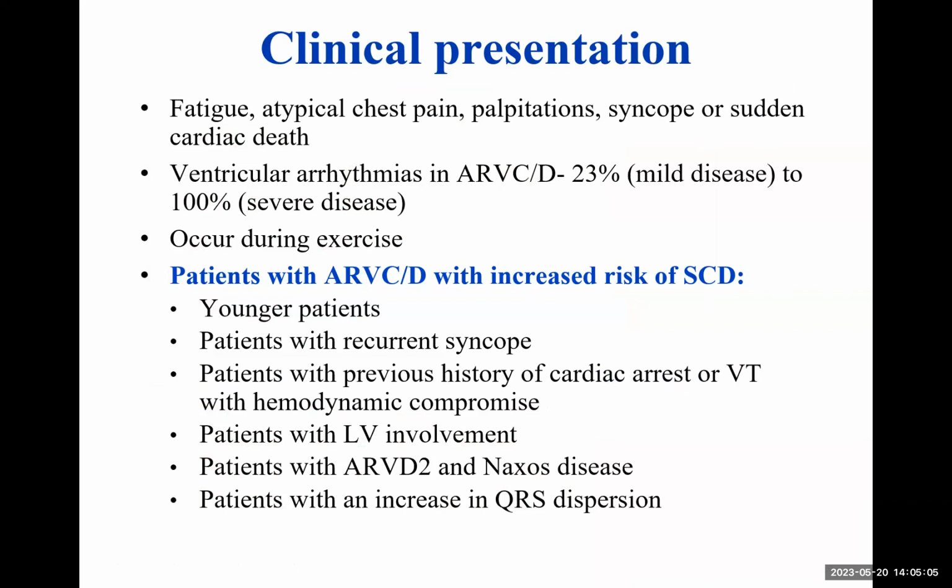May occur during exercise. High-risk features: if the ARVCD developed at a young age, especially in children, usually have poor prognosis. Patients with recurrent syncope, previous cardiac arrest, or hemodynamically unstable VTAC, LV involvement, certain types of ARVCD based on genetic testing. The wider the QRS complex, or increased QRS dispersion, the increased risk of sudden death in patients with ARVCD.